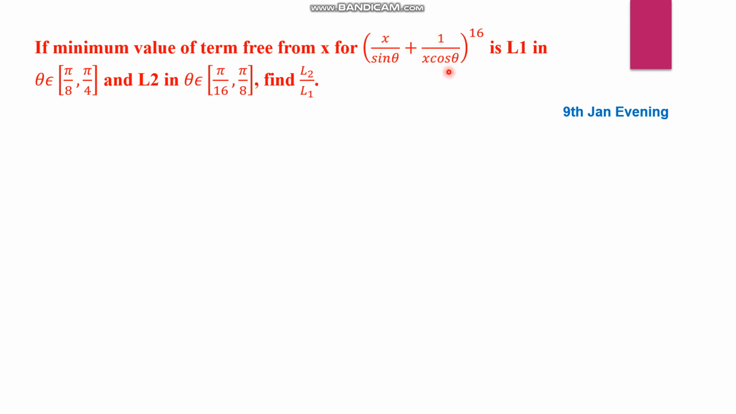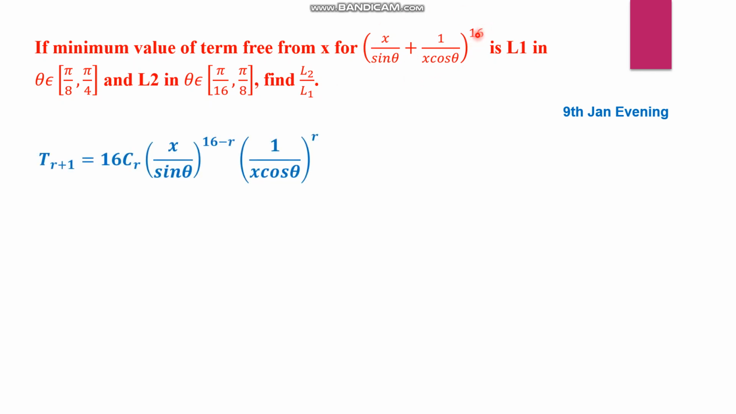if the minimum value of the term free from x for (x by sine theta plus 1 by x cos theta) whole to the power 16 is L1 if theta belongs to pi by 8 to pi by 4, and L2 if theta belongs to pi by 16 to pi by 8, we have to find L2 by L1.